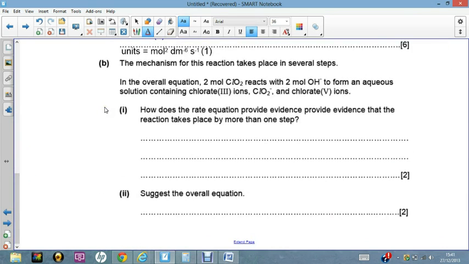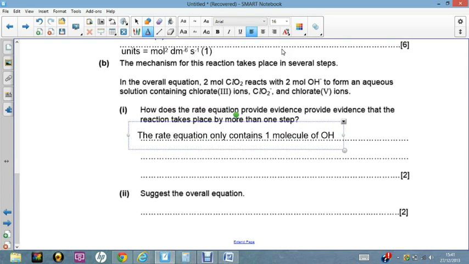Going on to part B. So it's asking us how the rate equation tells us that there's more than one step. And for this, we just need to say that change that to mole, because that's probably a better word to use.